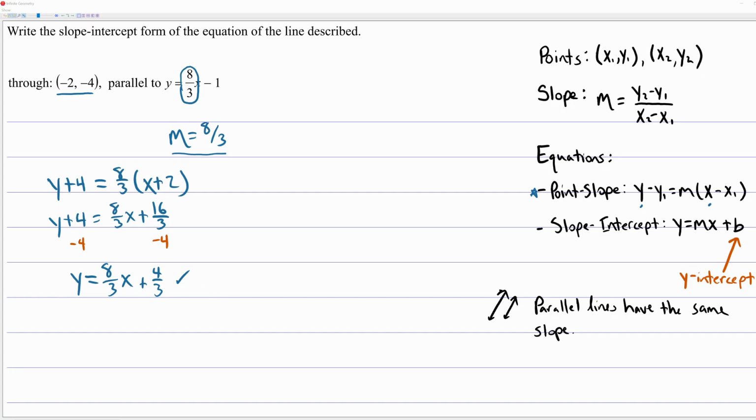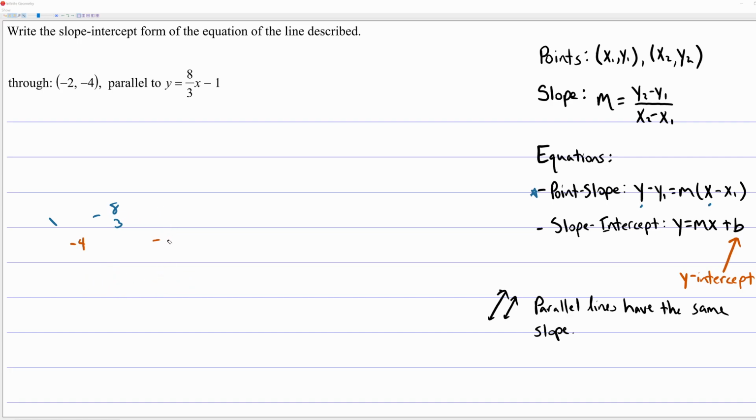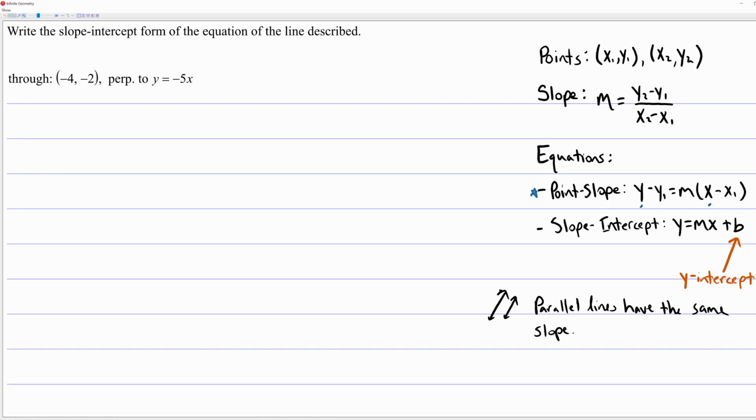I have one more example that I'm going to show you. Again, give me a moment to erase everything. I want to keep the right-hand side of the screen up. So we just did an example talking about parallel lines. We're going to do one more example that talks about perpendicular lines.